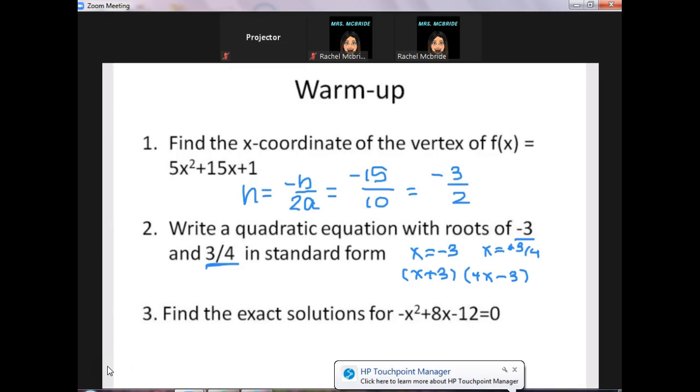And then to get to standard form, you FOILed that. So x times 4x was 4x squared. X times negative 3 was negative 3x. 3 times 4x was positive 12x. And 3 times negative 3 was negative 9. So that simplified to 4x squared plus 9x minus 9. So again, that's standard form, which is ax squared plus bx plus c.